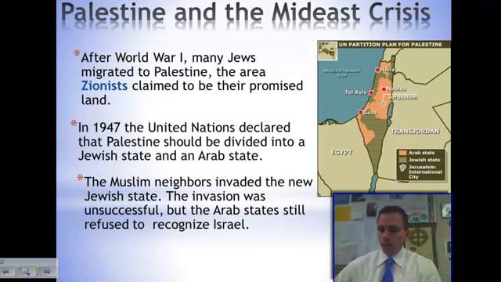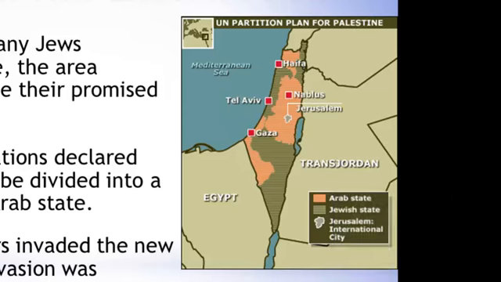Okay. So after World War I, a lot of Jews migrated to Palestine, and the Zionists, that's what they were called, claimed to be moving to their promised land, or their biblical land that they had the right to. Now, in 1947, the United Nations declared that Palestine should be divided into different sections. There should be a Jewish state and an Arab state. We can see in the graph to the right here, that's the UN partition plan. The orange sections were where the Arabs would have their own government, and the green parts would be where the Jewish state would be. As we can also see, Jerusalem is considered an international city in this plan.